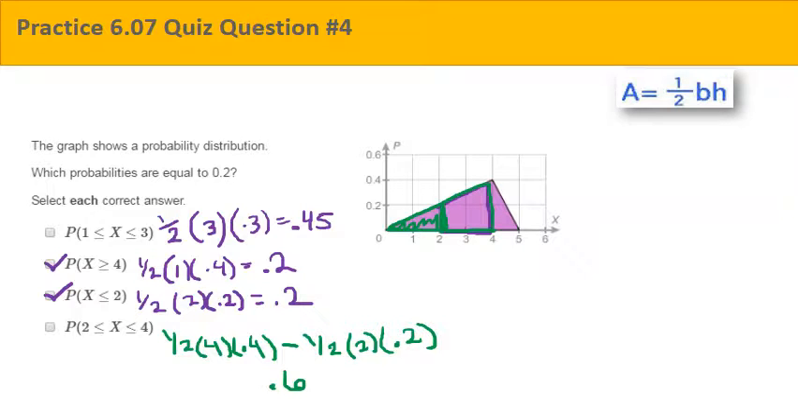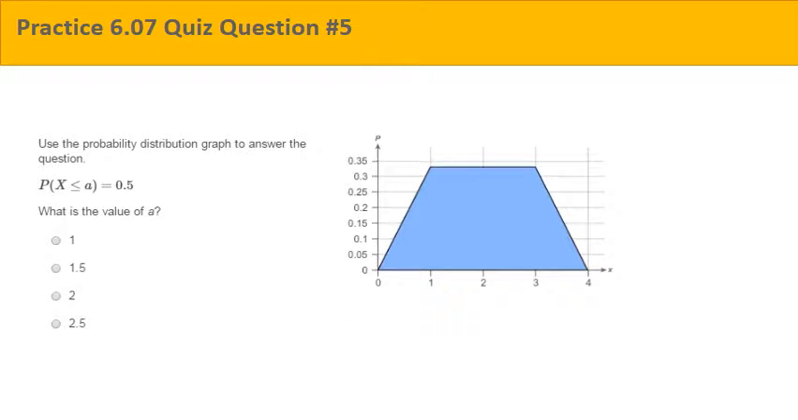Okay? So that is just like question number 4. You have to solve each one of those and check off the ones that are equal to 0.2. All right, and on question number 5, use the probability distribution to answer the question. So we have x is less than or equal to a is equal to 50%. So 50% is going to be right in the middle, right? 50% is right in the middle. So the value of a must be 2 because on each one of these sides we have 50%, half of this trapezoid.